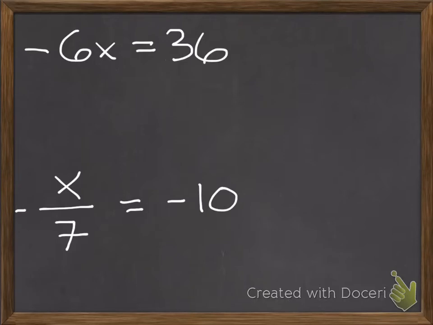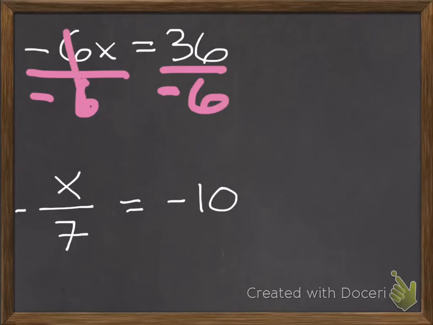So this would always have to be, with multiplication and division at least, the opposite operation. We actually keep the fact that it's negative 6. So since it's negative 6 times x, we need to divide by negative 6. So x would be 36 divided by negative 6. Since we have one negative and one positive, that means our answer is negative when we're multiplying or dividing. So it's negative 6.